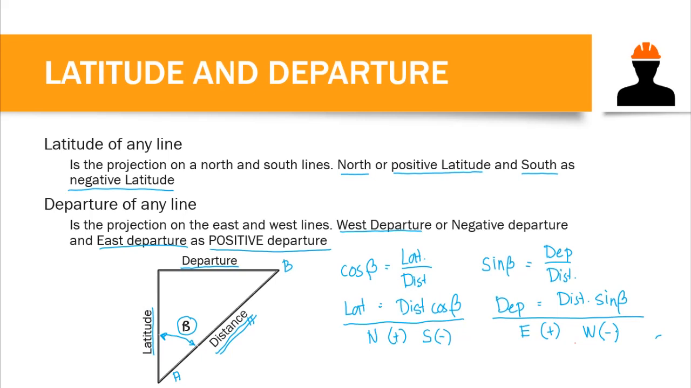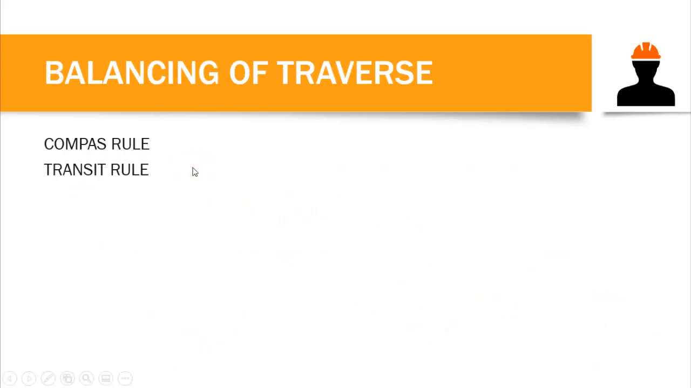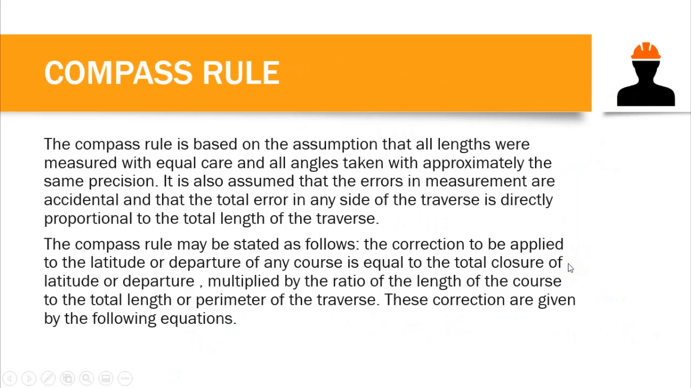Now, let's proceed to the discussion of the two methods or two rules in eliminating the error of closure. So again, we have the compass rule and we have the transit rule. Now, the compass rule: the correction to be applied is equal to the total closure of the latitude or departure multiplied by the ratio of the length of the course to the total length or perimeter of the traverse.